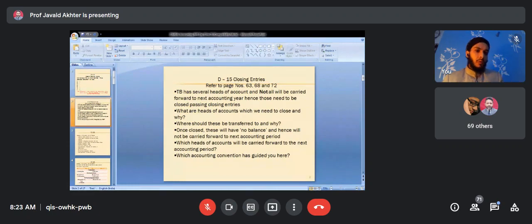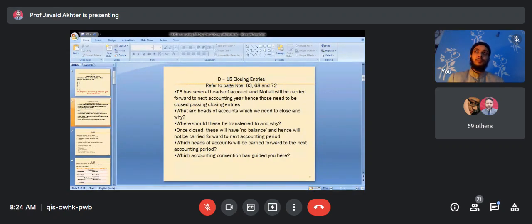100 was credit and 80 was debit. Which balance will it be? 100 credit. So credit balance. Yes, sir. Credit balance. If you say 100 gold, 80 silver, what will be balance? 20 gold. Yes, sir. Isn't it? 100x, 80y. It will be 20x.